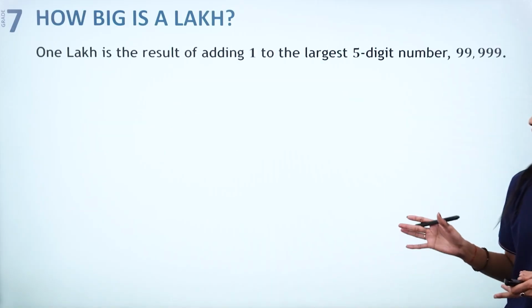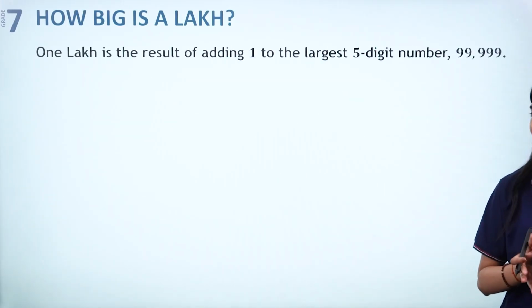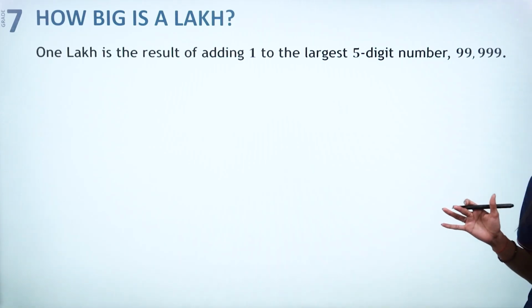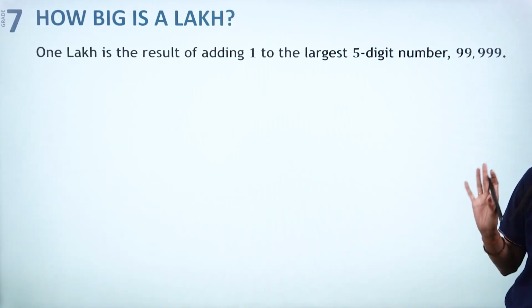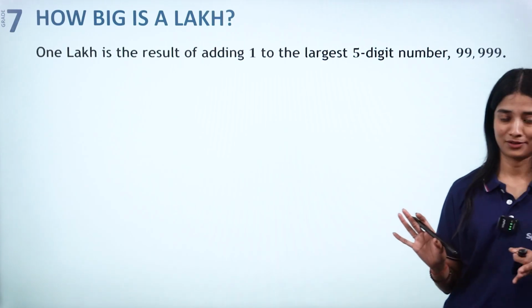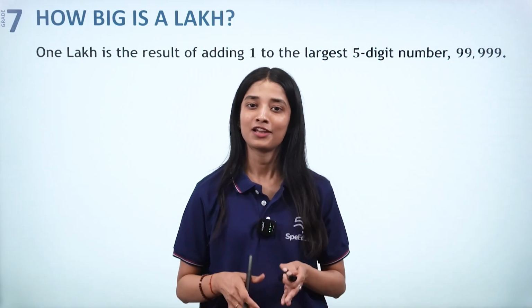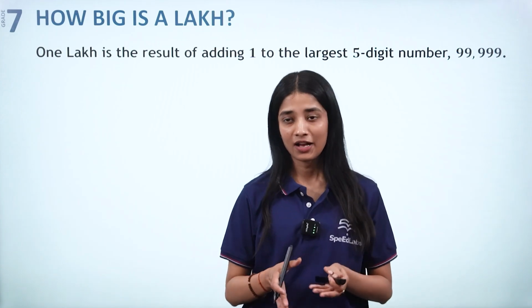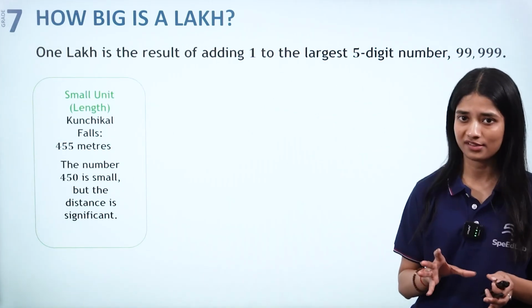Okay, next thing that we have is how big is a lakh. 1 lakh is the result of adding 1 to the largest 5-digit number, which is 99,999. If you add 1 to 99,999, you will get 1 lakh. Okay, so here we have some quick examples.